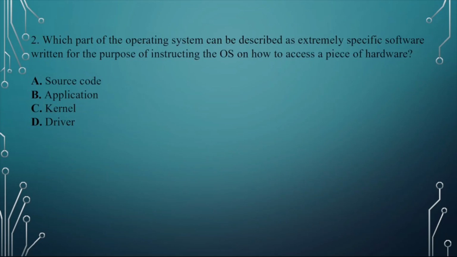Question number 2. Which part of the operating system can be described as extremely specific software written for the purpose of instructing the OS on how to access a piece of hardware? A. Source code, B. Application, C. Kernel, D. Driver.